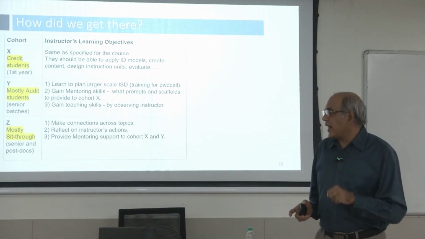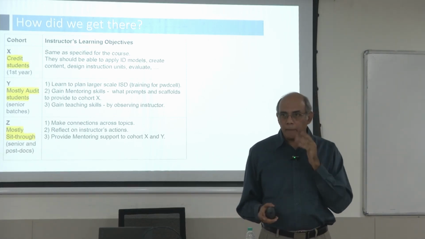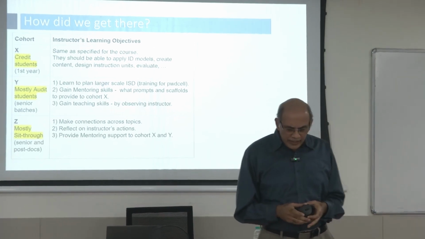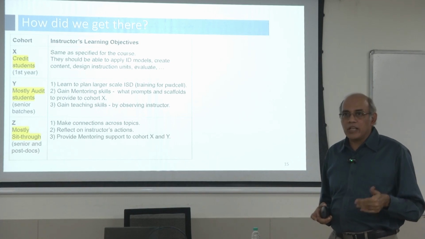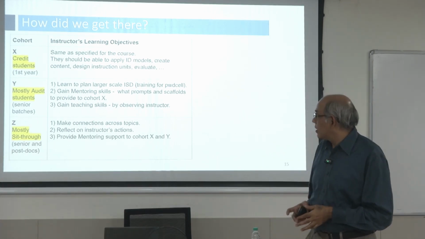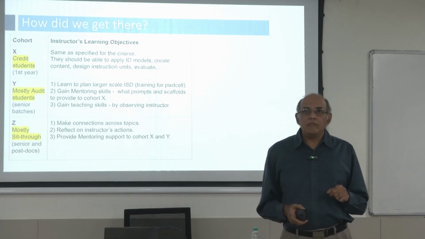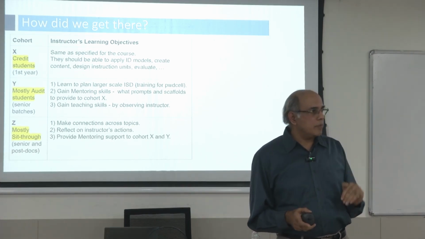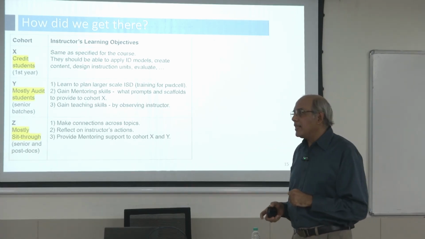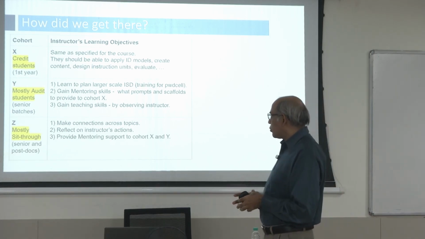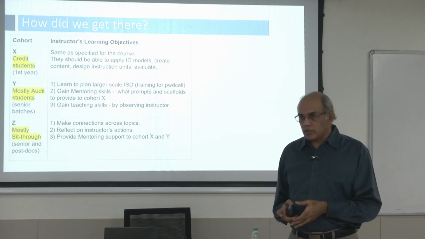Okay, so having given you an idea of what we did and how good it was, let's look at how we got there. So what we did was to divide the students into 3 cohorts. There were credit students who were the first year MTechs and the first year PhDs. Then there were audit students who were some of the senior batches, second year MTechs, as well as some of the second and third year PhDs. And then there were mostly the sit-through students who were the fourth year PhDs as well as postdocs.